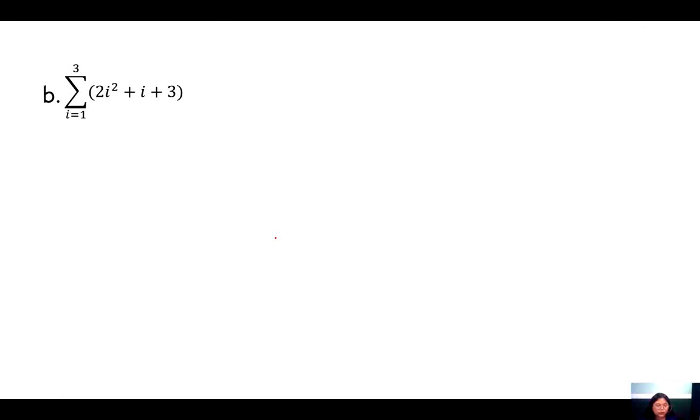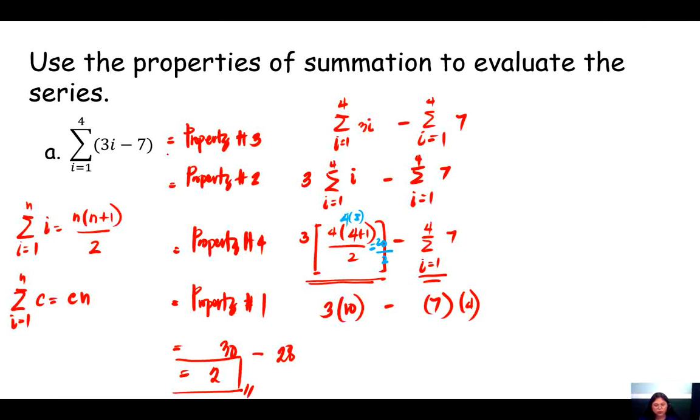Yung number 2 or yung letter B, it's like a pattern sa letter A. Let's go back to letter A. Dito lang, class, we have binomial, or sa letter B, it is already trinomial. What property did we use for letter A para ma-expand natin, para ma-evaluate natin? We use property number 3.